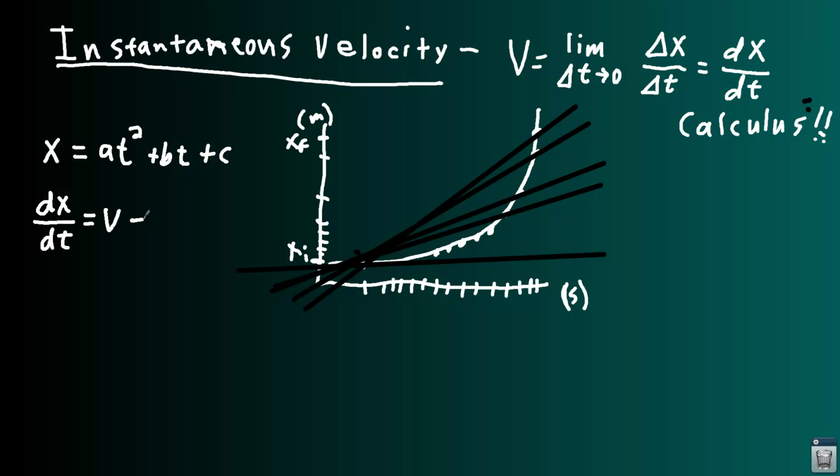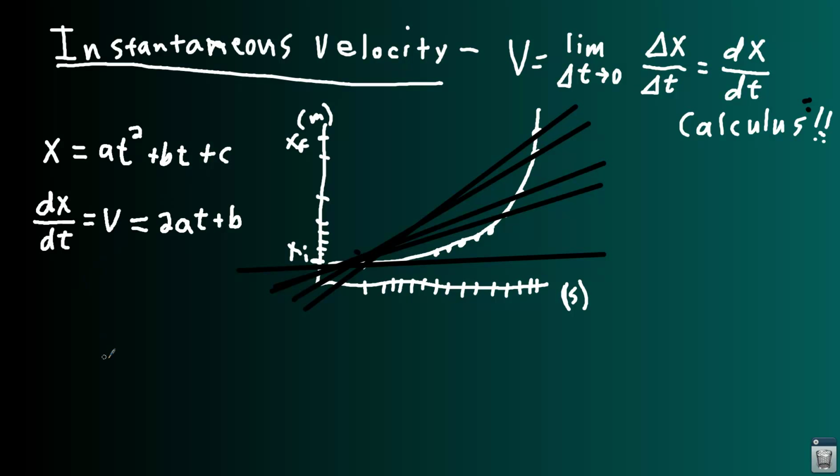I'm just going to show you what it is, and then I'll show you how I did it. So this over here is going to turn into 2at plus b. How did I get that? I'm going to show you this, and gosh, time flies. I'm going to have to stop this and go to another video. So how did I go from here to here?